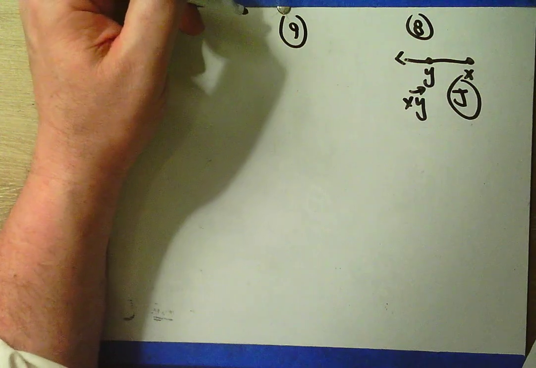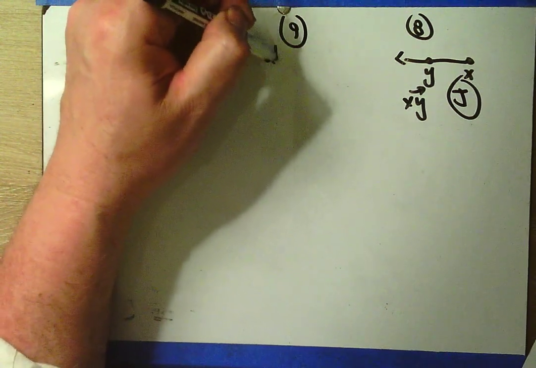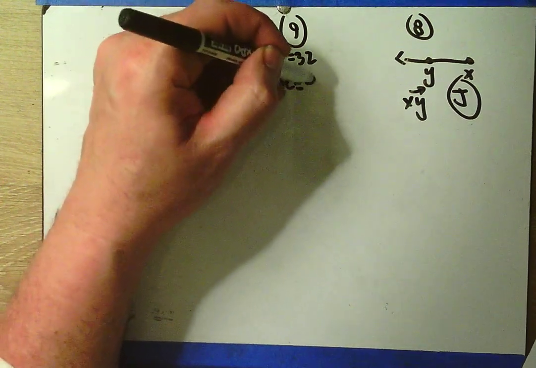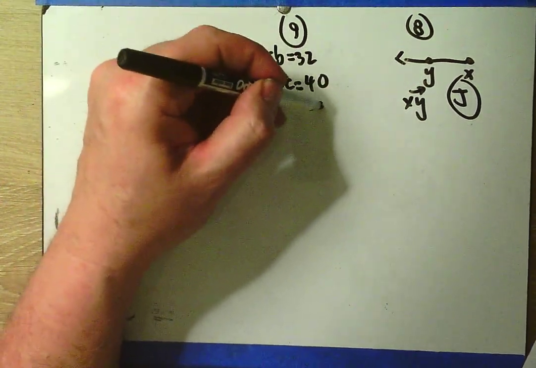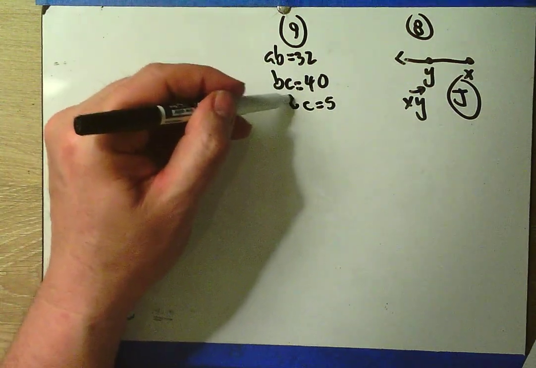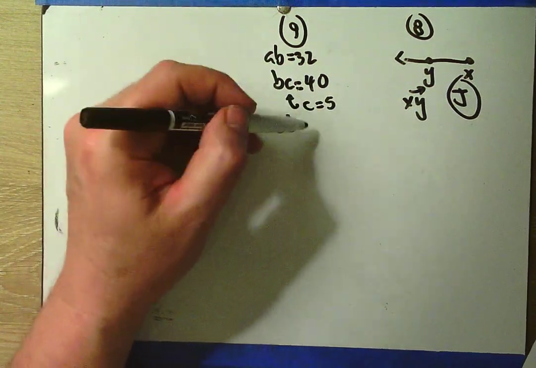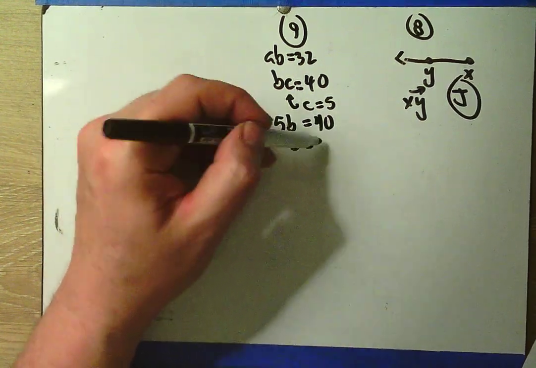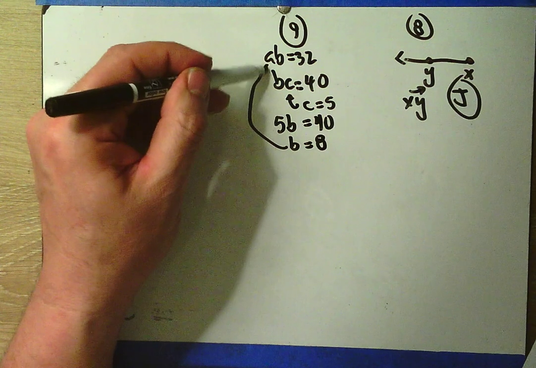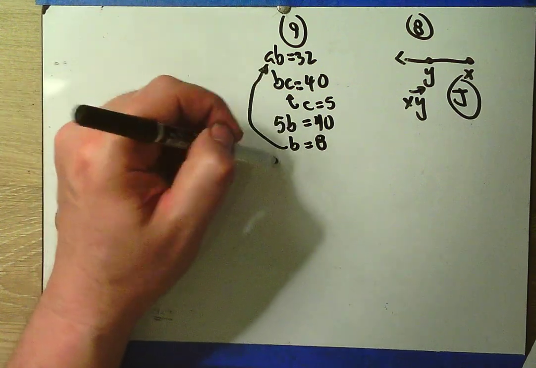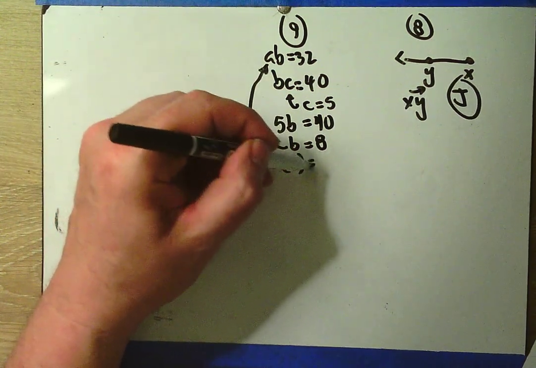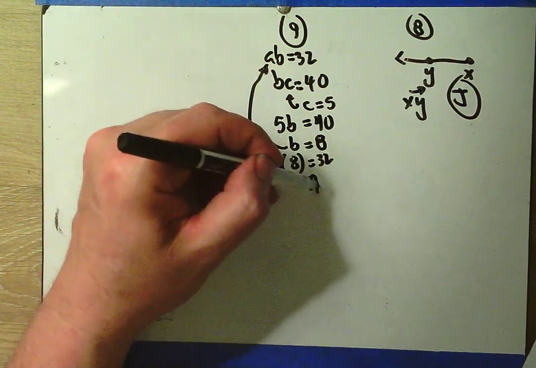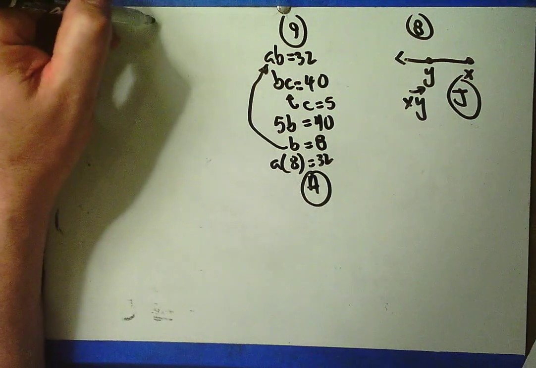9. AB equals 32. BC equals 40, and C equals 5. Well, if C equals 5, we know then that 5B equals 40, and if we divide both sides by 5, we get B equals 8. I'll take that B and plug it into this first equation. A times 8 is 32, and I'll get A equals 4, which is choice capital A.